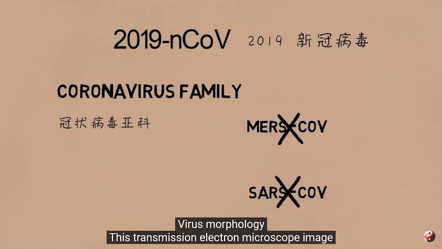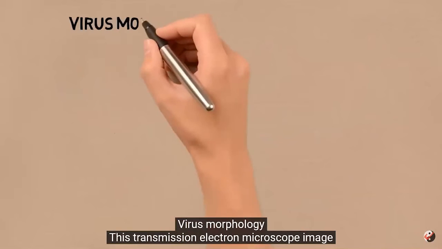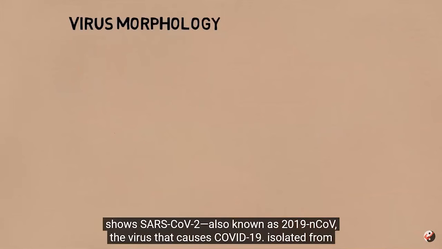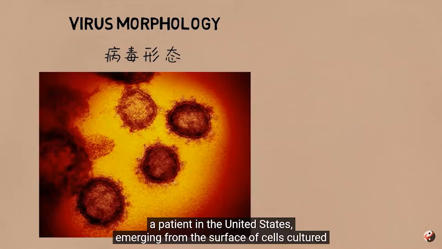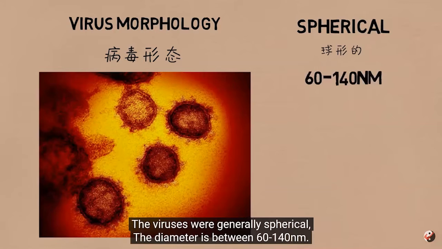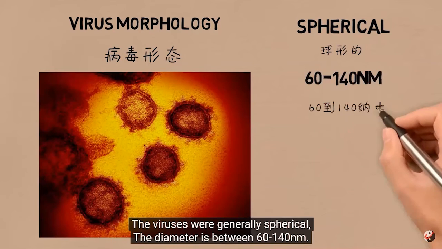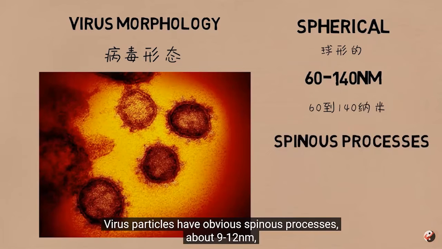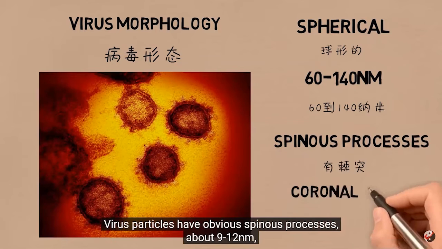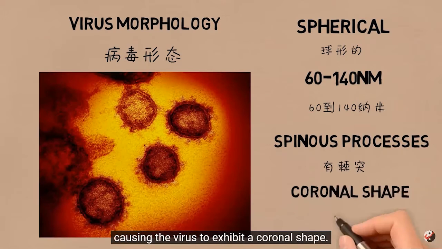Virus morphology. This transmission electron microscope image shows SARS-CoV-2, also known as 2019-nCoV, the virus that causes COVID-19, isolated from a patient in the U.S., emerging from the surface of cells cultured in the lab. The viruses were generally spherical. The diameter is between 60 to 140 nanometers. Virus particles have obvious spinous processes, about 9 to 12 nanometers, causing the virus to exhibit a coronal shape.